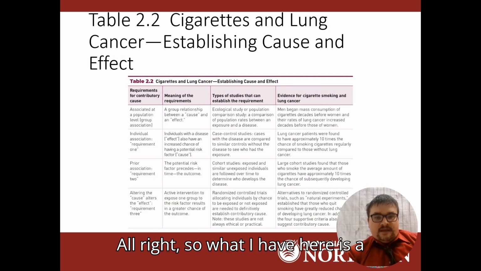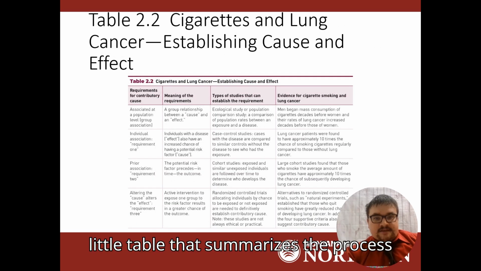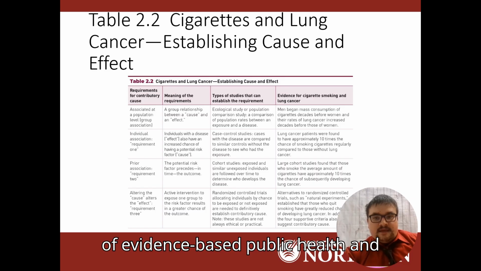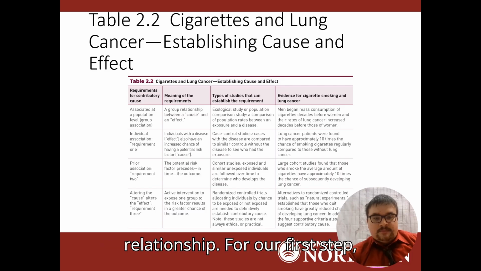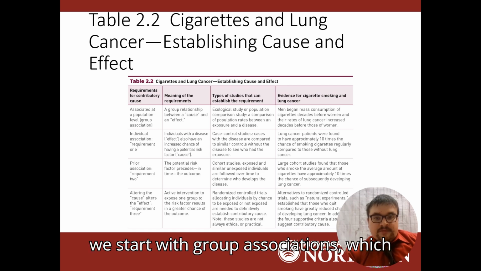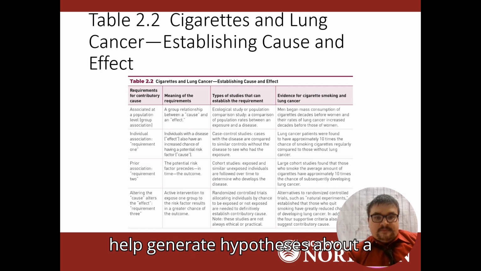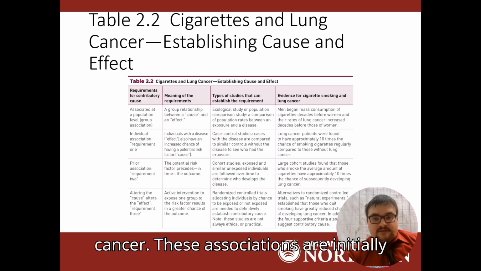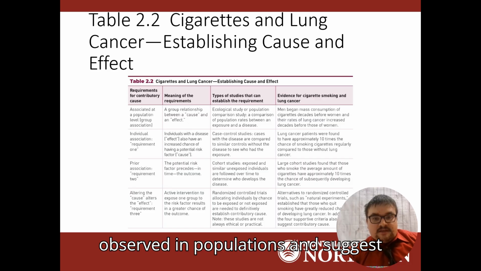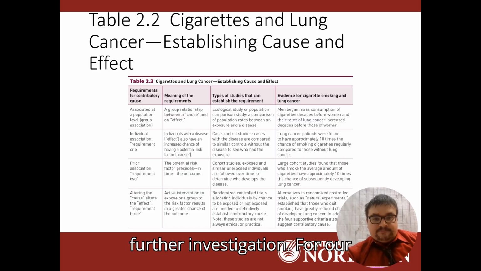All right, so what I have here is a little table that summarizes the process of evidence-based public health in establishing a cause and effect relationship. For our first step, we start with group associations, which help generate hypotheses about a potential link between smoking and lung cancer. These associations are initially observed in populations and suggest further investigation.